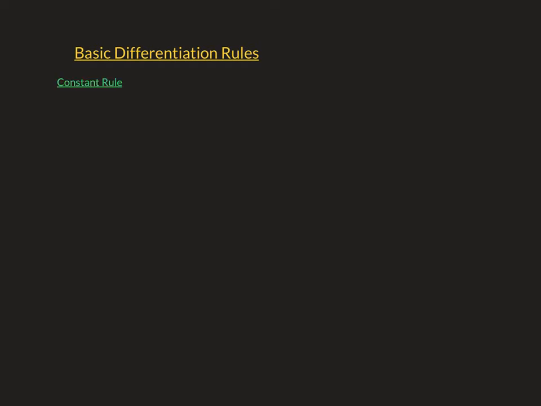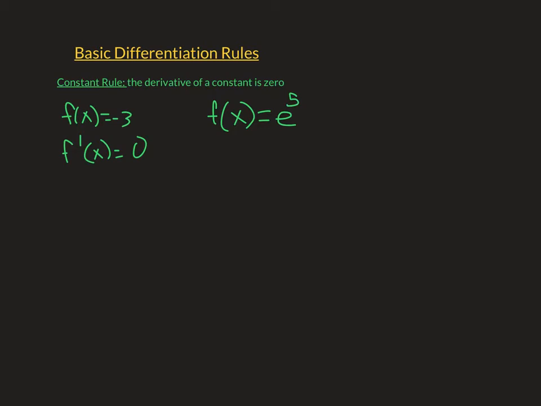The constant rule says that the derivative of any constant is always going to be 0. So for example, if we have f of x is equal to -3, then f prime of x is equal to 0. This is also true for constants that aren't just integer numbers. For example, if you have something like f of x is equal to e to the 57 power, it looks really terrible, but actually e to the 57 is a constant, so its derivative is still going to be 0.